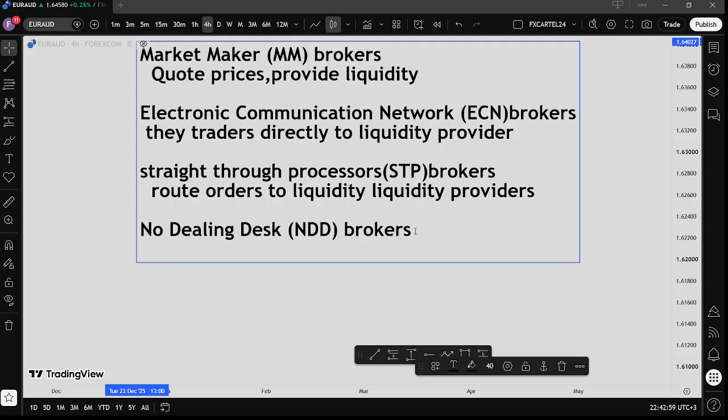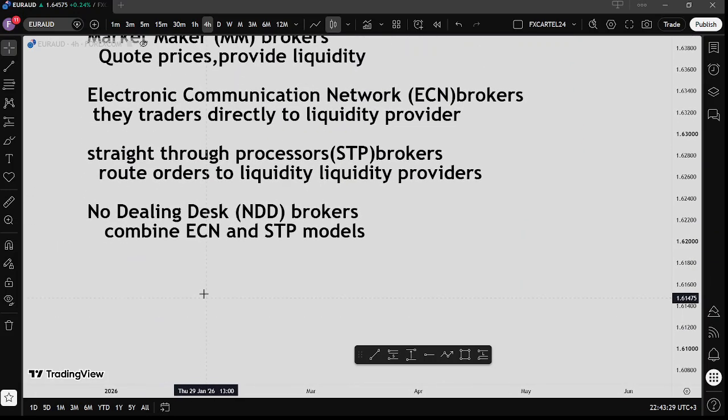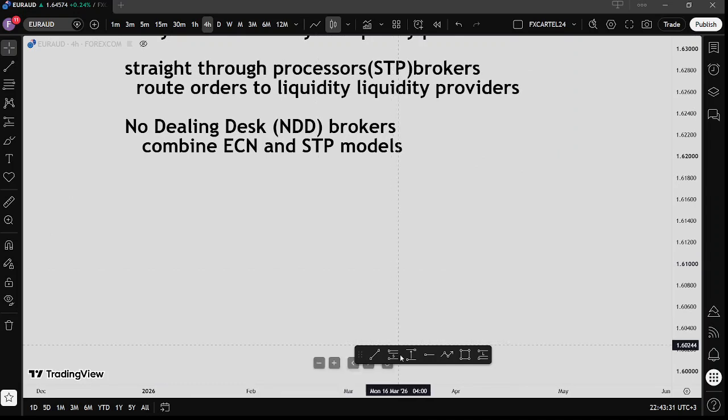No dealing desk NDD brokers combine the ECN and STP models. So what do I mean? What ECN and STP do, this one does at once. So let's look at the question which you have. It is routing orders.